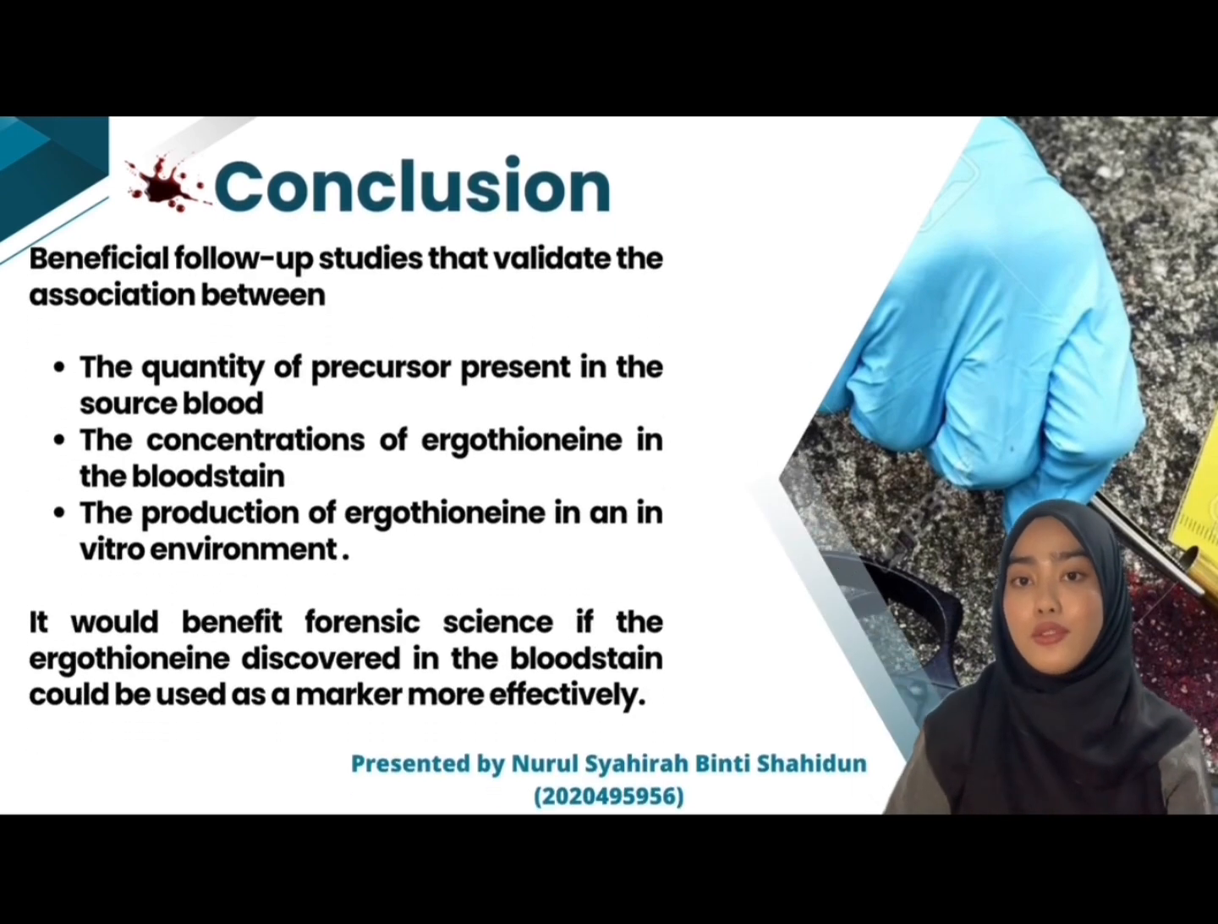Follow-up studies that would be helpful should prove the link between, first, how much of the precursor is in the source blood, second, how much ergothioneine there is in the bloodstain, and the last one, the mapping of ergothioneine in an in vitro environment. Lastly, if the ergothioneine found in the bloodstain could be used as a level marker, it would help in forensic science.